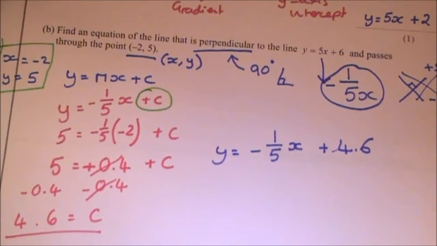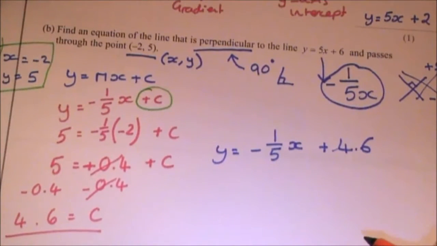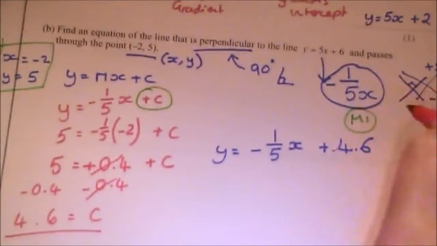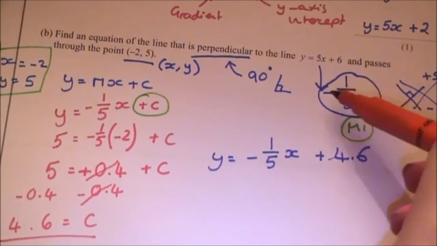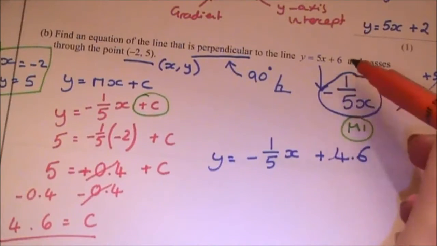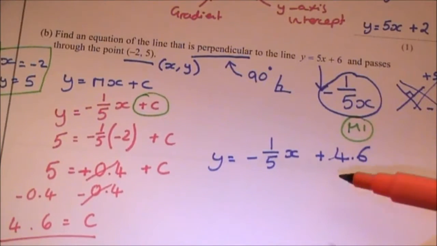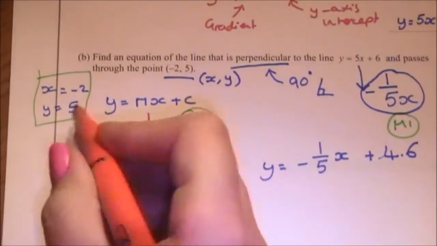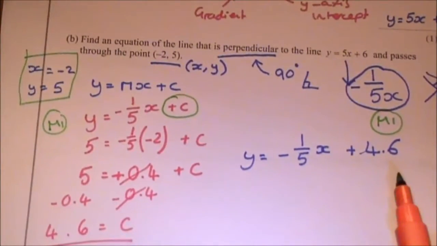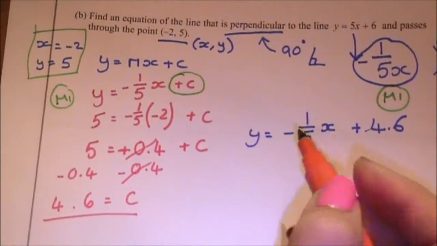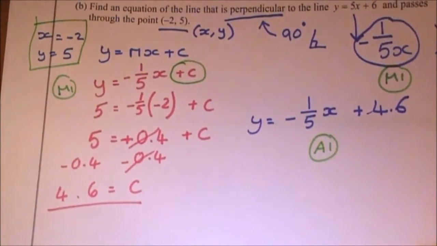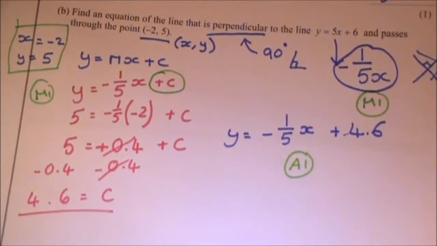In regards to mark allocation for this question, you get 1 mark for acknowledging the fact that the gradient of your new line is going to be -1 over 5. So you get 1 mark for showing -1 over 5. Now your second mark comes here from substituting the values in, and then you get your final answer mark for getting the equation of the line correct.